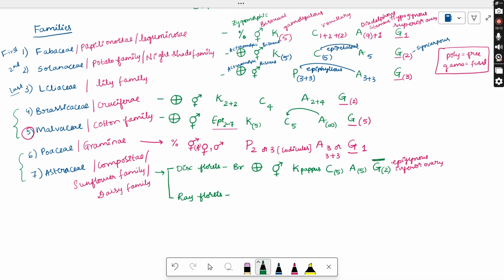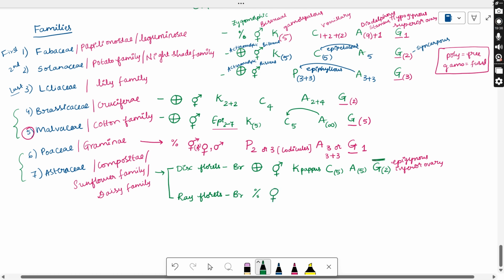We have a floral formula for the ray floret also. Even the ray florets will contain the bracts. And here the flower will be showing the symmetry that is zygomorphic. So the disc florets are showing the actinomorphic or radial symmetry. These ray florets are showing the zygomorphic or bilateral symmetry. But these ray florets are unisexual. They contain only the female parts. So here it is unisexual, so you cannot say the male may be present. No, only female is present. So these are pistillate. So we represent with this symbol.